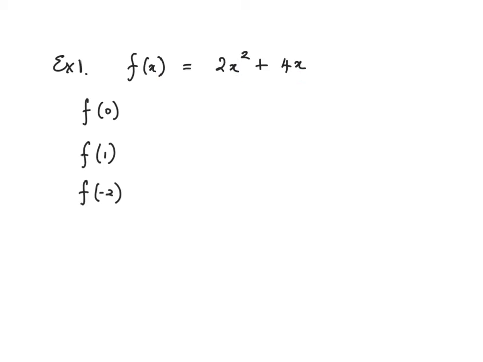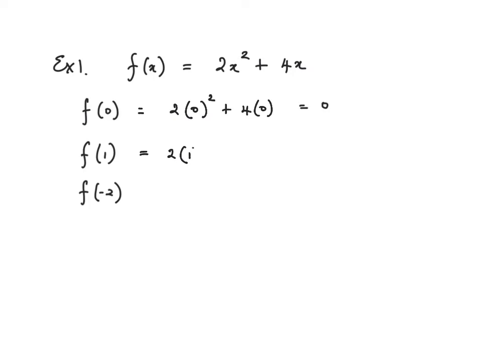So we're changing the x from the letter x to the number 0. We're going to replace this then with a 0 and this with a 0. So f of 0 is 2 lots of 0 squared plus 4 times 0. Now 0 squared is 0 times 2 is still 0, plus 4 times 0 gives us an overall value of 0.